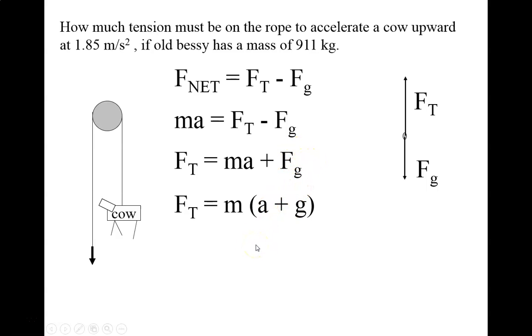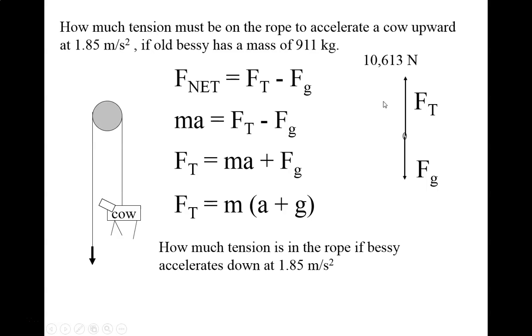Okay, so at this point, I plug in the mass is 911 kilograms. And the acceleration is plus 1.85 meters per second squared. And gravity is 9.8. So sticking those in and multiplying by the mass, you get 10,613 newtons would be required.